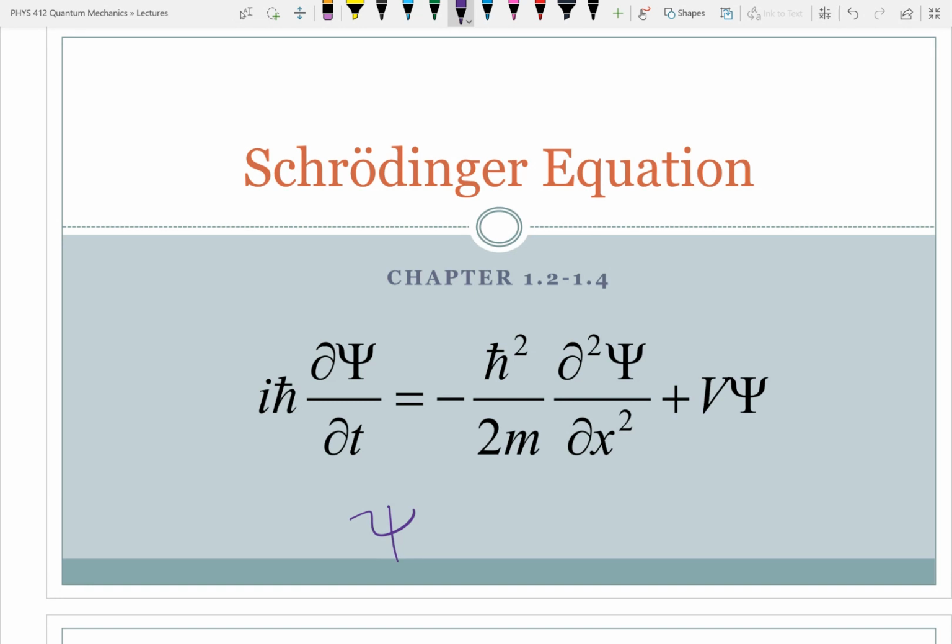the meaning of psi is an important thing that comes up in just a couple slides. You use this equation to find the wave function, and that wave function psi contains all of the knowledge we have about our system.